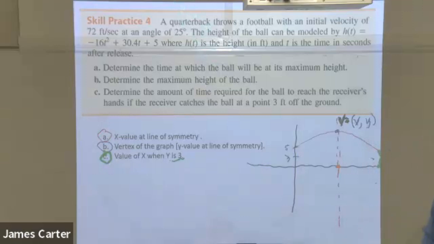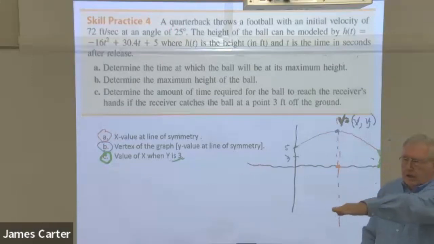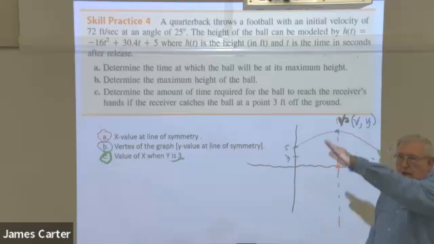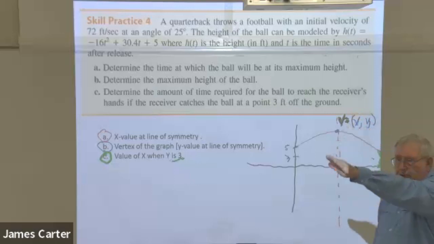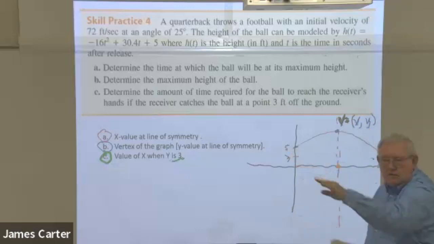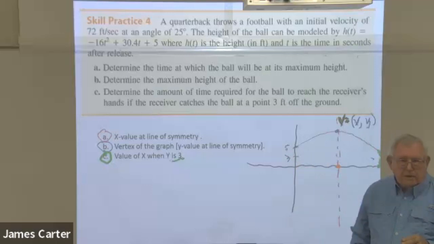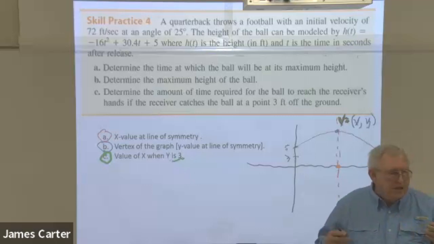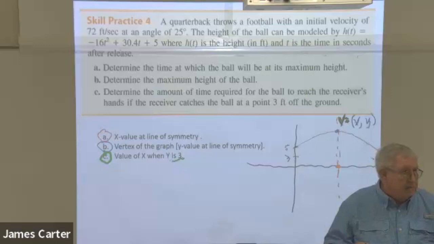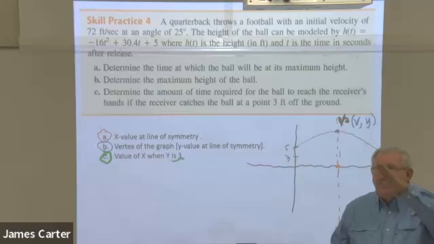A quarterback, Mahomes, throws a football with an initial velocity of 72 feet per second and an angle of 25 degrees. Okay, here's 0 degrees. There's 45 degrees, so about right here is about 25 degrees. Now, that's about the angle that Mahomes typically throws maybe a 30-yard pass. Okay, now if he's throwing a Hail Mary from one end of the field to the other, he throws it a little higher. Okay.